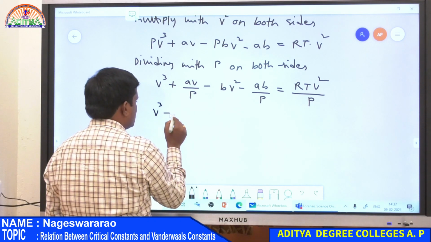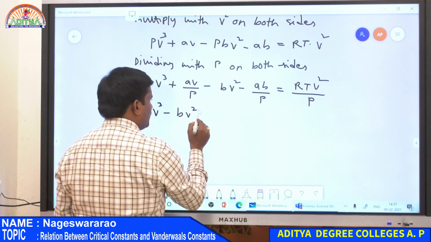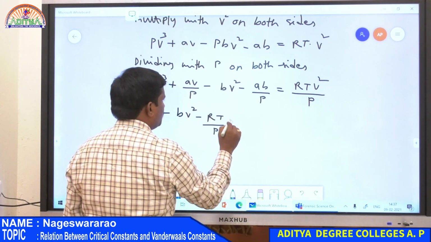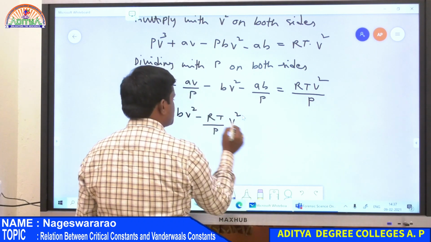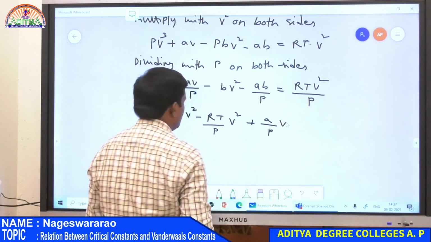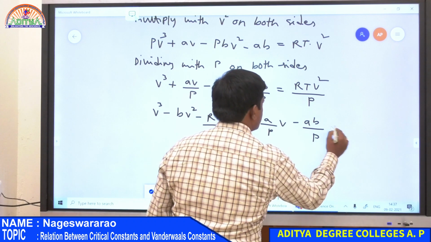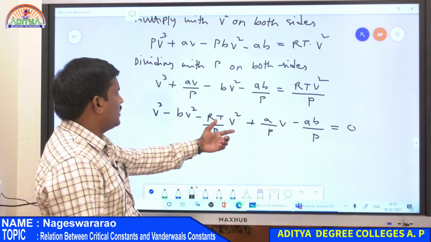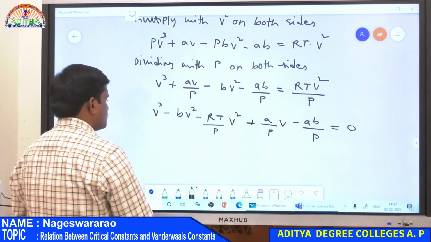So the first term is minus b into V square, and taking this term to the left hand side, it becomes minus RT by P into V square. And then the V terms, so one is a by P into V, and the last is a constant term ab by P, this is equal to 0. So finally you get an equation with a by P V and minus ab by P is equal to 0.